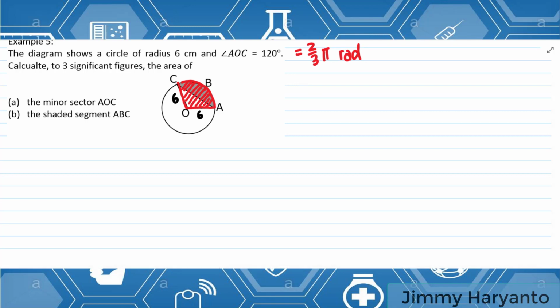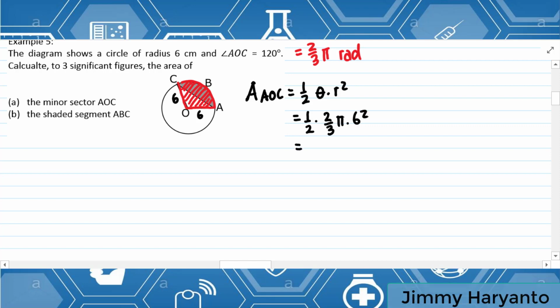Next we have to find the area of the sector. Area of sector AOC is half times theta times r squared. So half times theta, the angle is 2 over 3 pi, times the radius 6 squared. Using your calculator, you will get 37.699 centimeters squared, the area of COA.